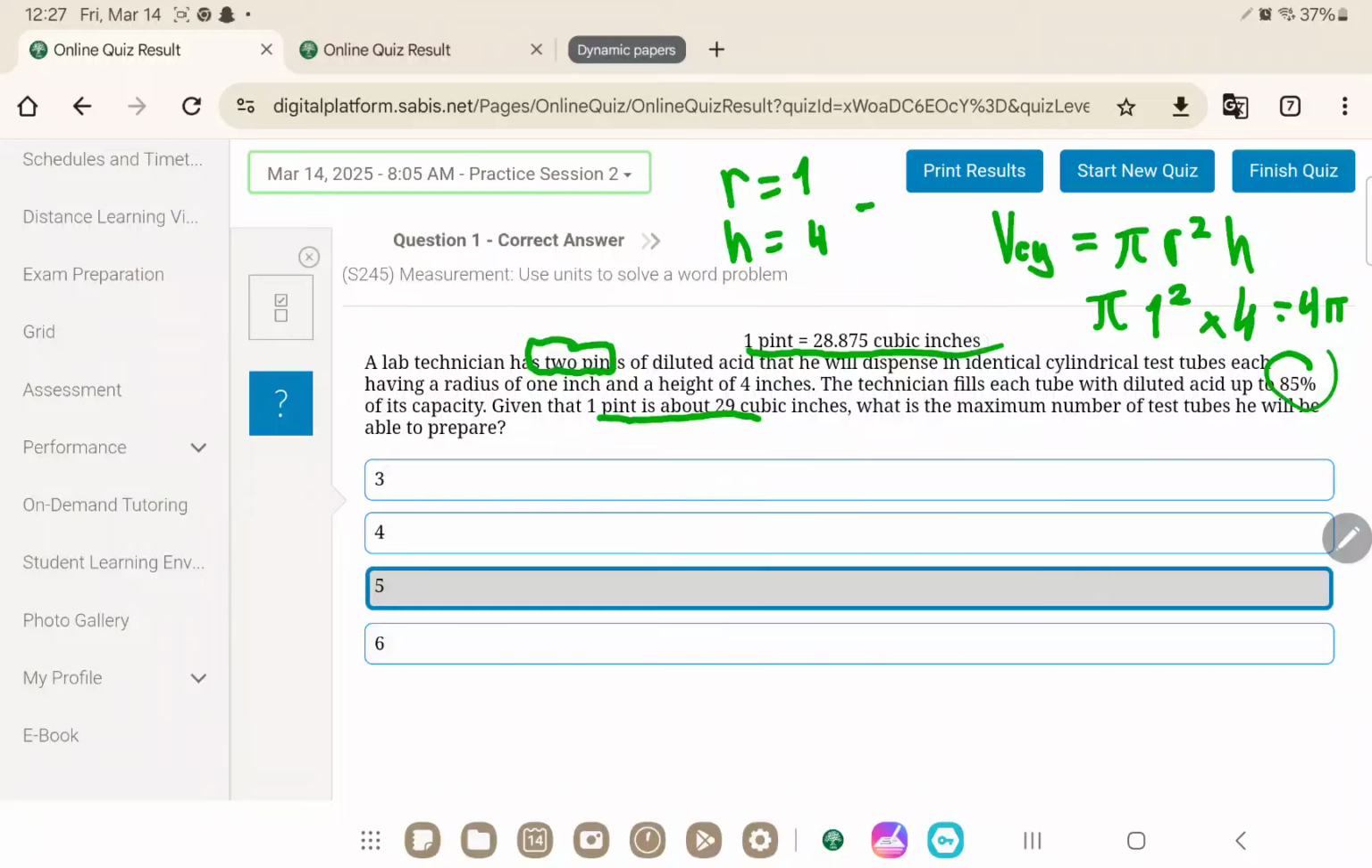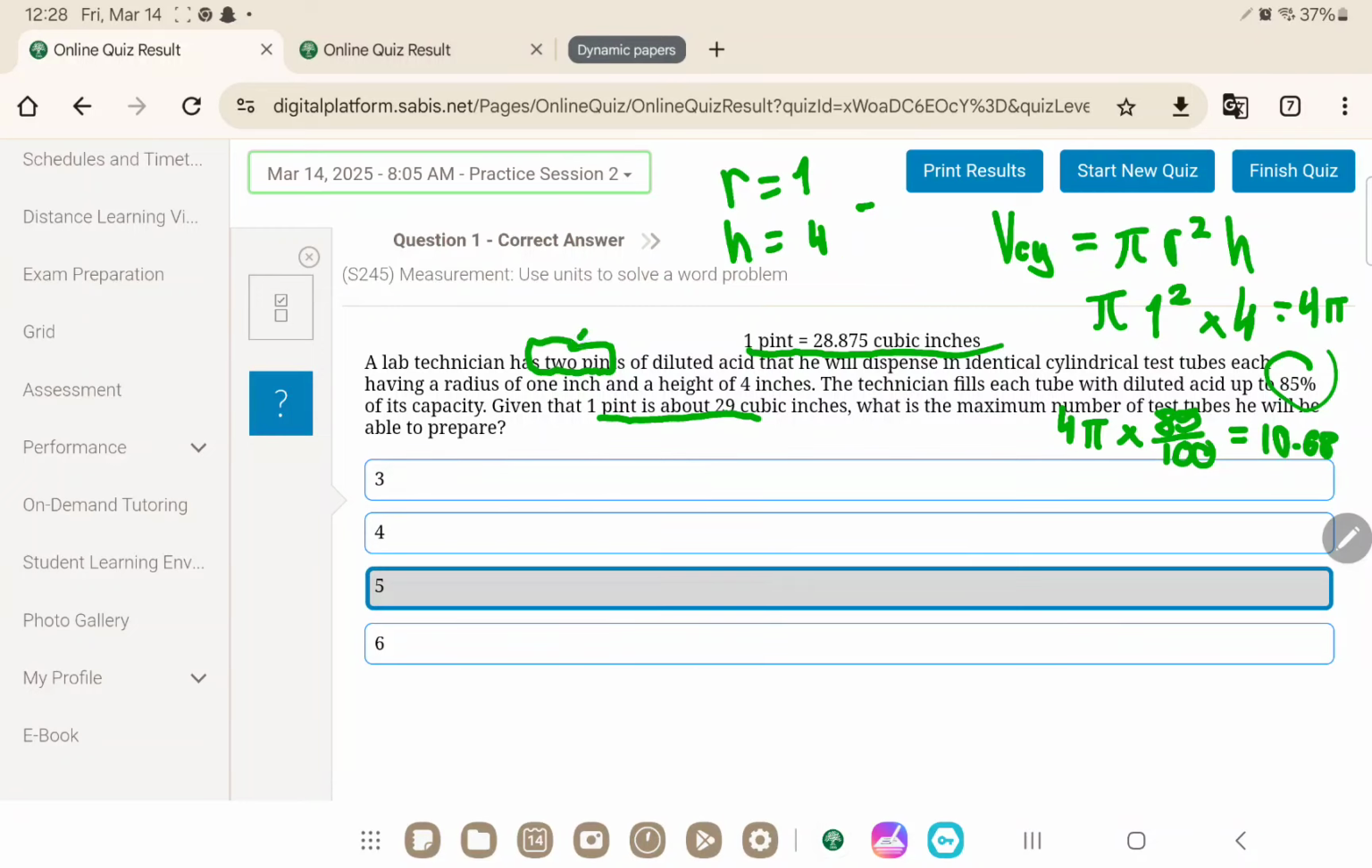But we fill it up to 85%. So 4 pi times 85 over 100. Let's do that on our calculators really quick. 85% will give us around 10.68. That's how much we will fill in 1 test tube.